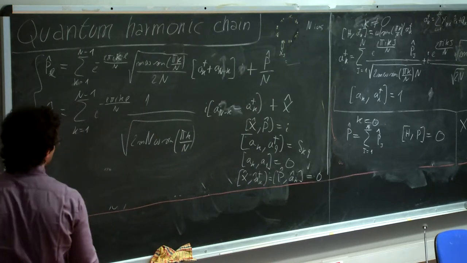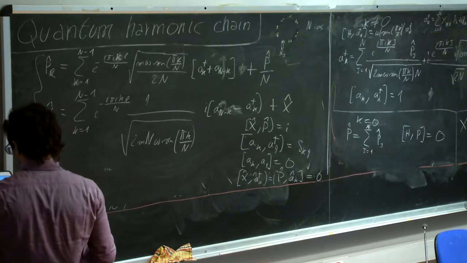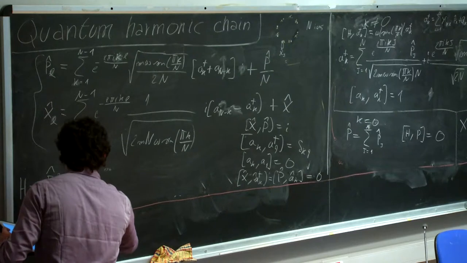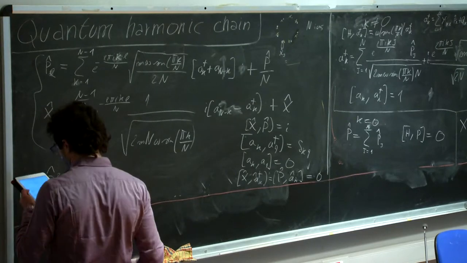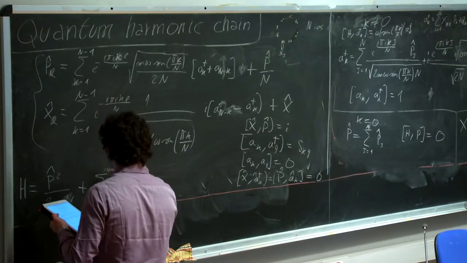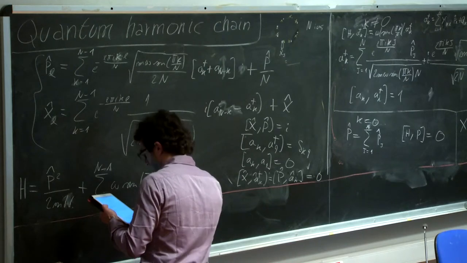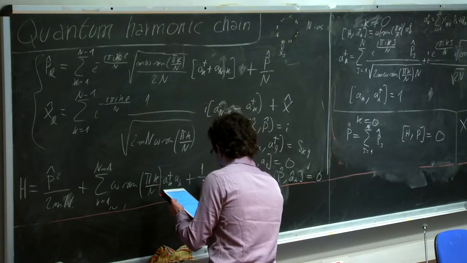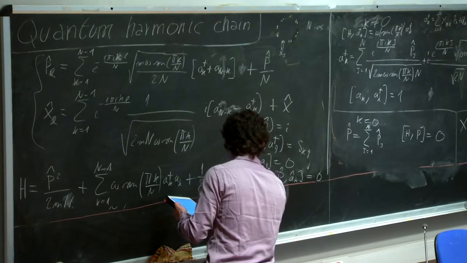I'll do it for you. You can check, and you should, because I hope it's correct, but who knows? Okay. So the Hamiltonian is written in this form. Total momentum squared divided by 2m capital N. This shouldn't be surprising, because it's the kinetic energy of the center of mass of the particle. So this is something that you should expect. Then there is plus the sum over k from 1 to capital N minus 1 of omega sine of pi k over capital N a dagger k a k, plus a constant, the important constant, cotangent of pi over 2N.